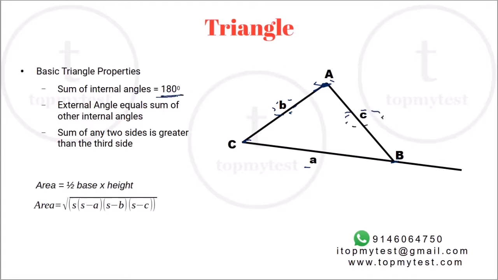Sum of the internal angles add up to 180 degrees. External angle equals the sum of the other two internal angles. For example, the external angle B here will be equal to angle A plus angle C. You can prove it very easily. Angle A plus internal angle B plus angle C will be 180. Similarly, internal angle B plus external angle B will be equal to 180. Equate these two, you will get A plus C equals external B.